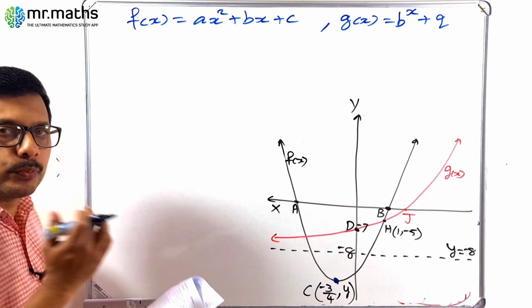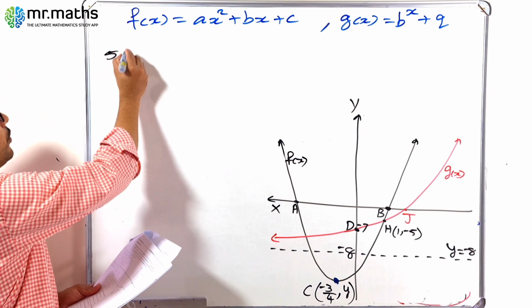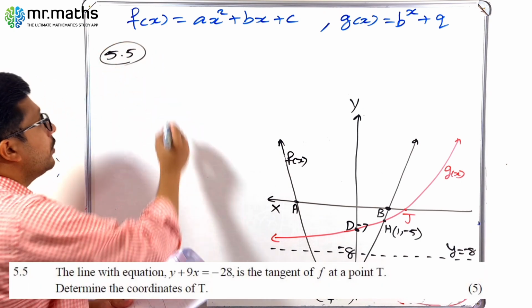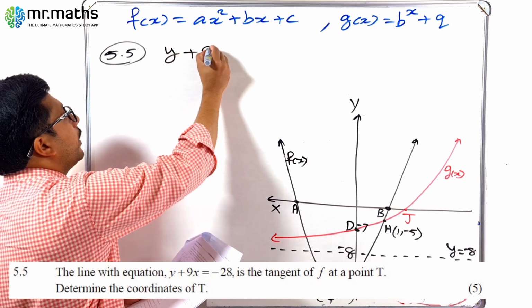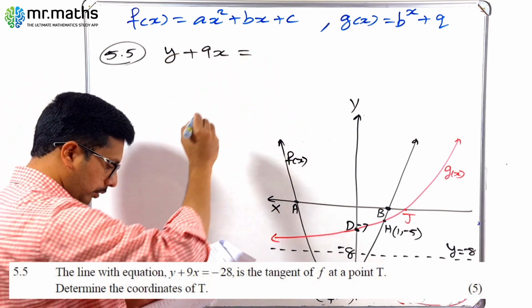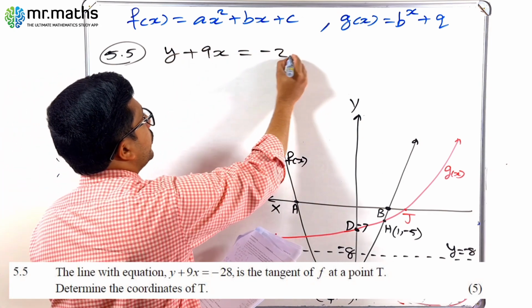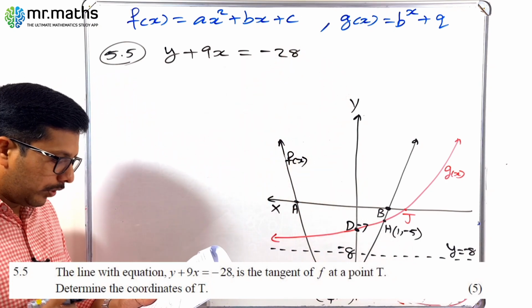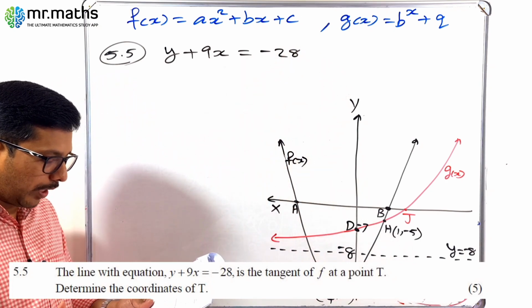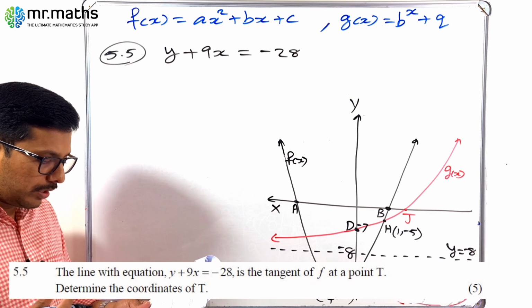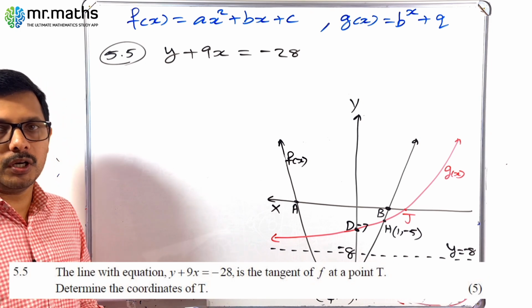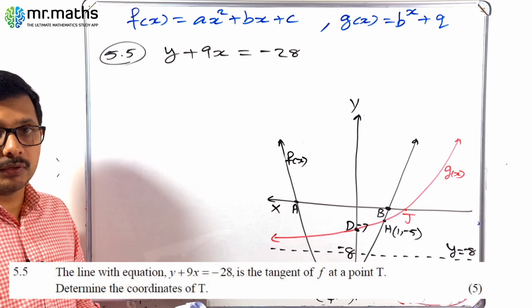Okay, question number 5.5. What is that question? The line with the equation y plus 9x is equal to minus 28 is a tangent of f at a point T. Determine the coordinates of T. Wow. What is the question?